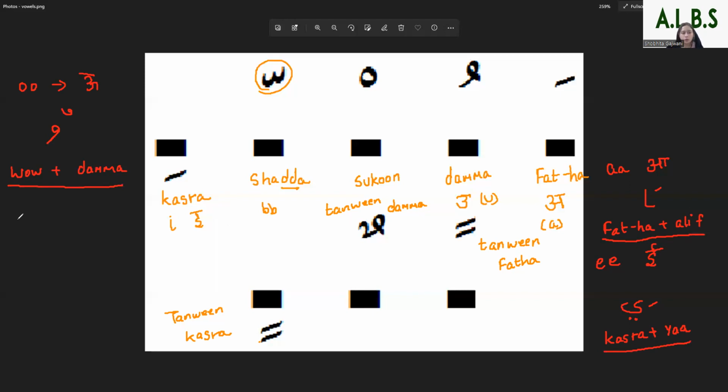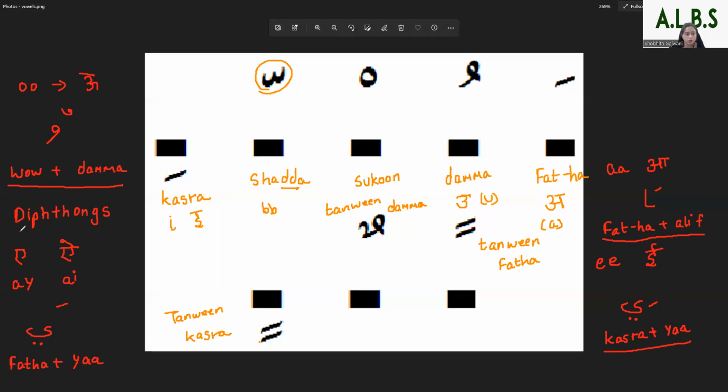Now we're going to learn about diphthongs. Diphthongs have the sound of A, I. It is formed by fatha at the top of the consonant with ya. So it has become fatha plus ya.